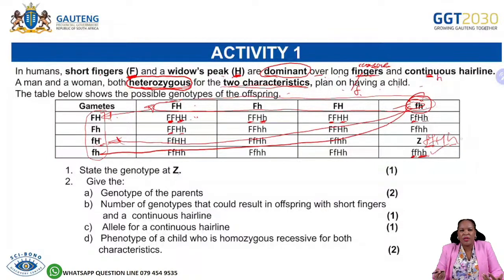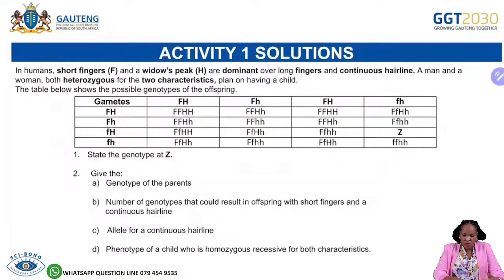You see, you are able to tell just by looking at that. Before you even go to the questions, learn to analyze what is happening in the information that you are given. Don't just go straight to answer the questions. Do the rest of the questions on this one, then we can just check. You see, we put those at Z. We were correct to put those at Z. The genotypes of the parents.